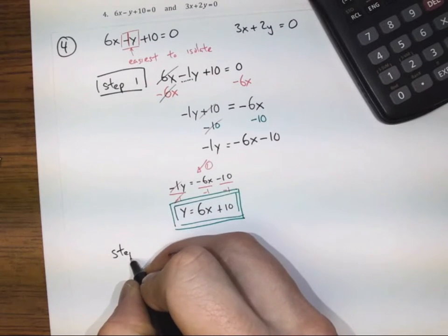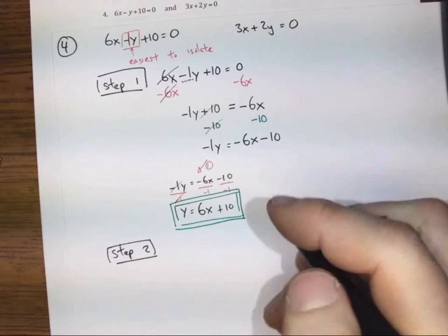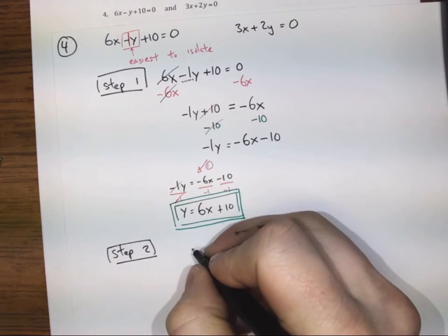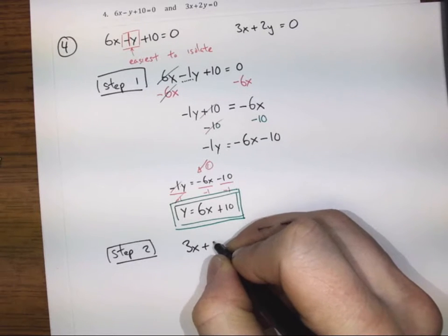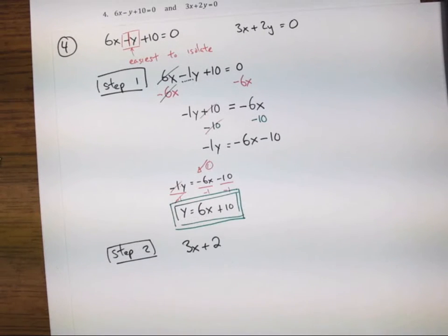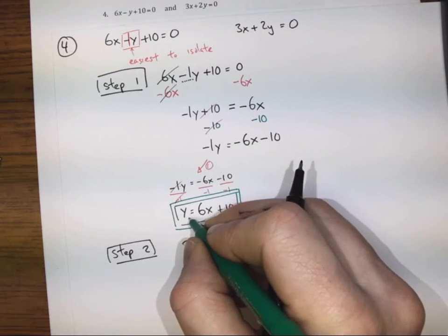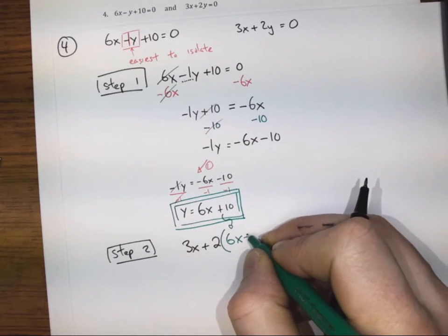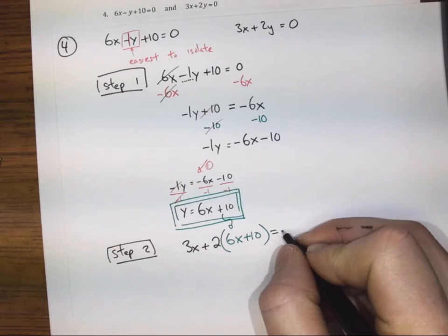Fine, so step 2 is we're going to plug that into the other equation. So I'm going to rewrite that line. 3x plus 2, but instead of the y, I'm going to replace this whole thing with y, because it's equal to y, and it says 6x plus 10. That's all equal to 0.